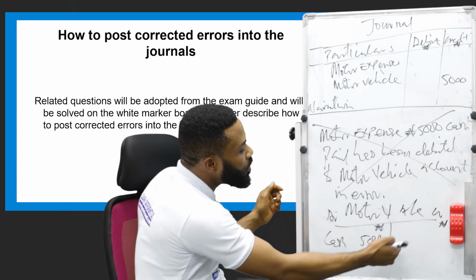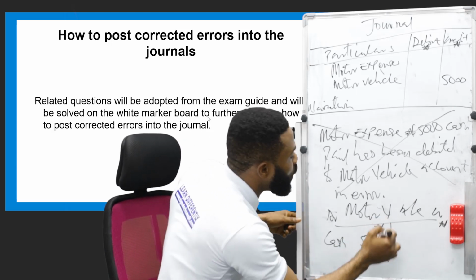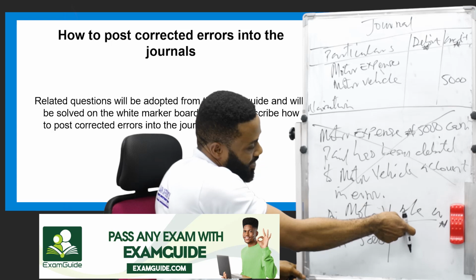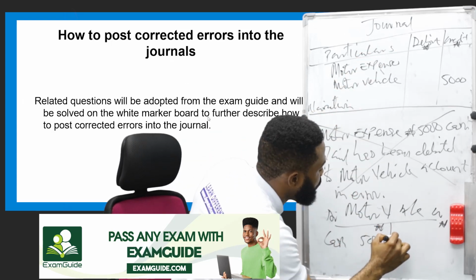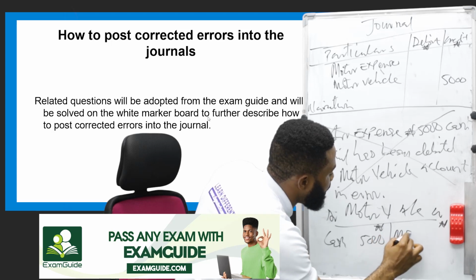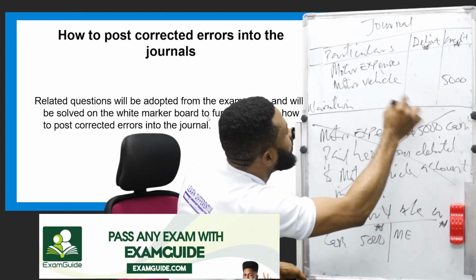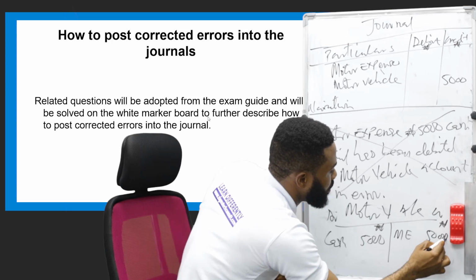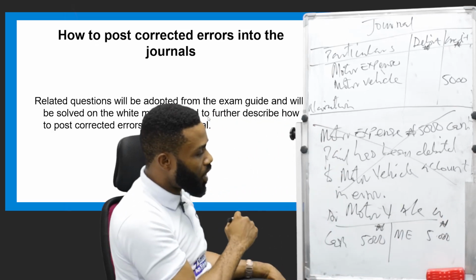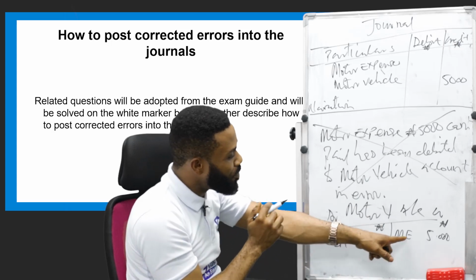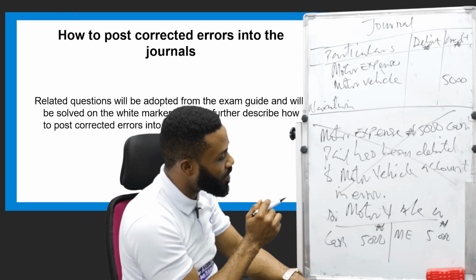So you just simply come and you are going to now credit this with motor expenses. So you come here and then you write motor expenses, and then you write that figure, 5,000. Okay, you write your 5,000 here. You see what is going to happen here? 5,000. Why did you write motor expenses here?